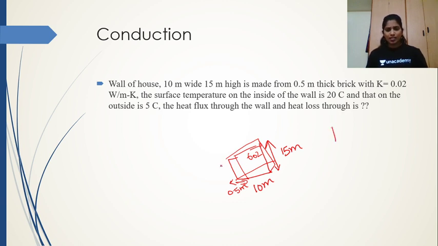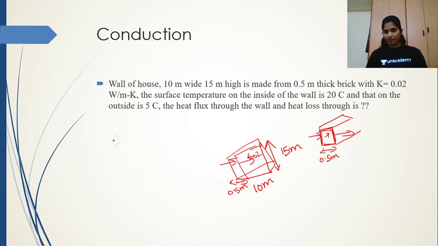Let us consider that heat is transferring from this side. This is the thickness of the brick, 0.5 meters, this is the width of the brick, and this is the height. As the heat is transferring in this direction, this will be the area which is to be calculated. This is a very simple question.